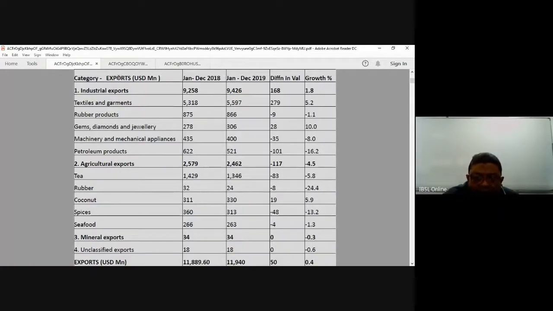First, I'll keep you all at ease. You don't have to memorize this. These are only for macro level understanding. So don't worry about the figures, or about whether you're going to get questions on how much was imported. No, that's not what you're going to get. That's not required. Now, we export tea, rubber, gems, jewelry, all this we are exporting, right?